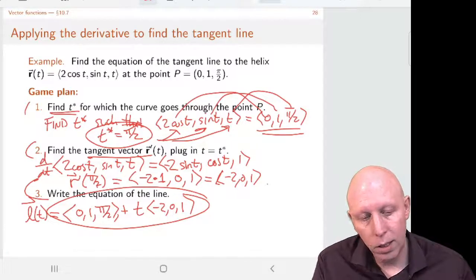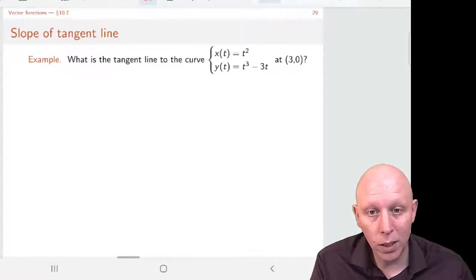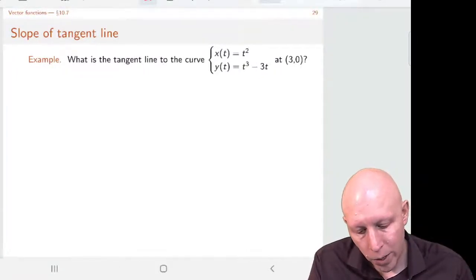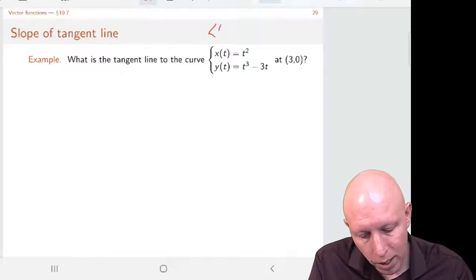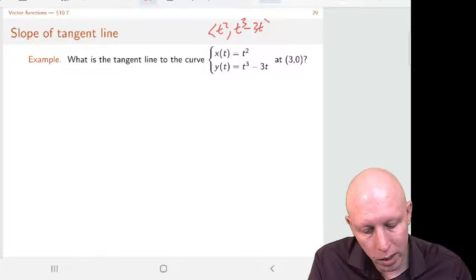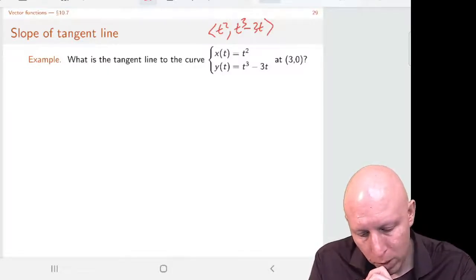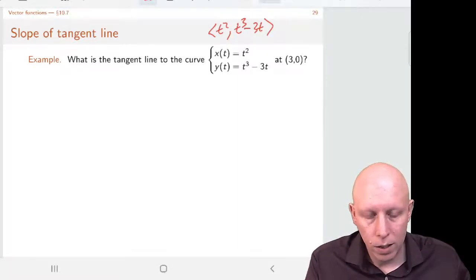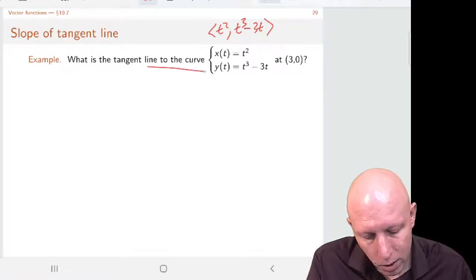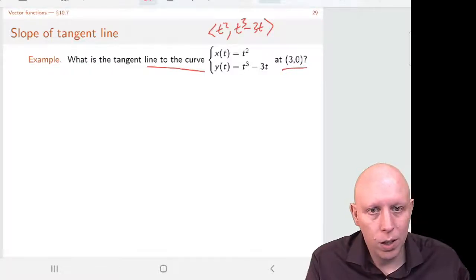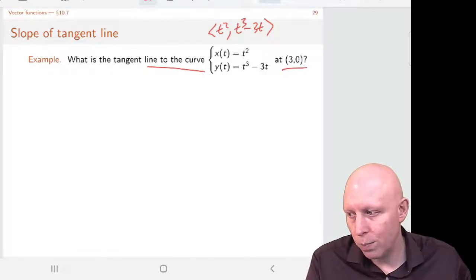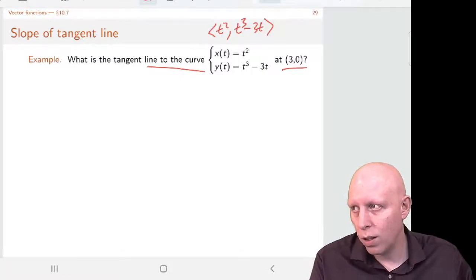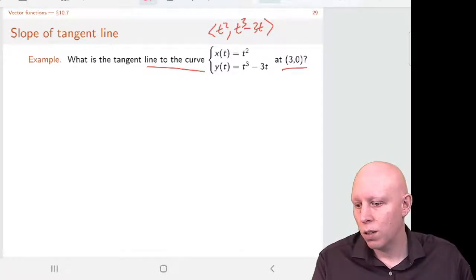All right, let's do another example, this time in 2 dimensions. Here we have a curve that has the equation t squared, t cubed minus 3t. Okay, what does that curve look like? Maybe we were trying to find the tangent line to this curve at 3, 0. Maybe we should come up with a picture of that so that we know what we're talking about.